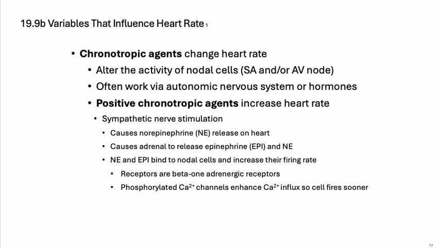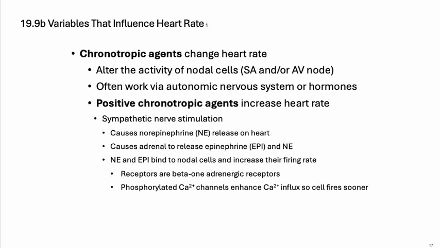So if you want to alter cardiac output, you have to change either the heart rate or stroke volume, or in some cases both, right? So one way you can change the heart rate is simply by increasing it, or you can decrease it, right? So any type of molecule, drug, medication, or hormone that changes the heart rate is called a chronotropic agent.